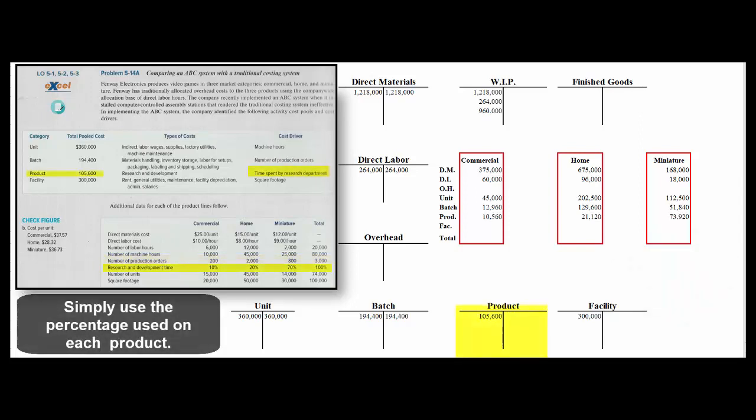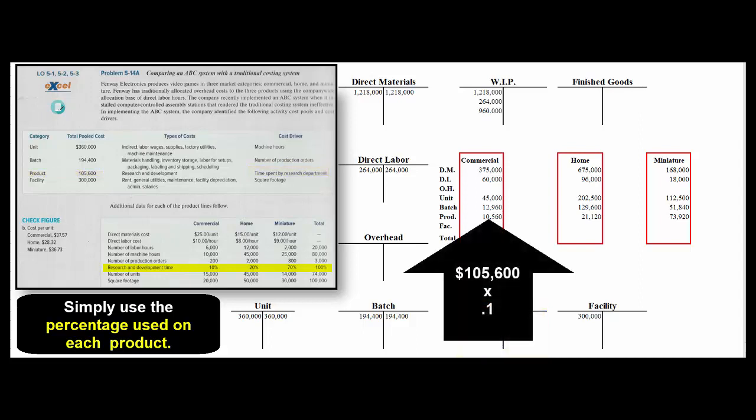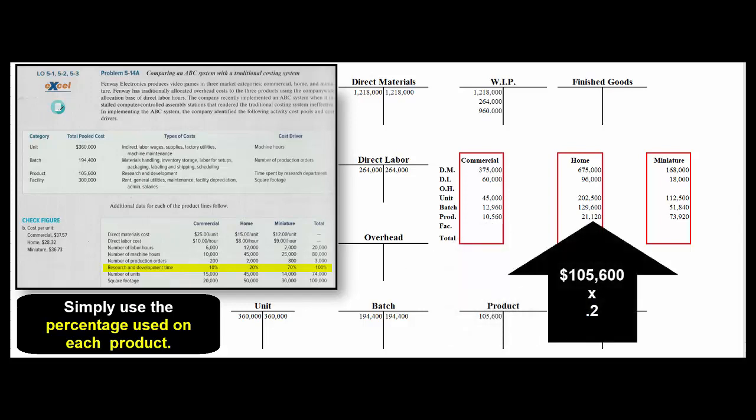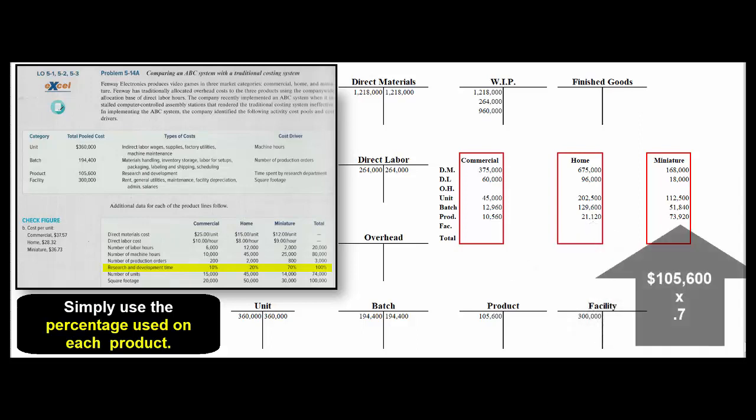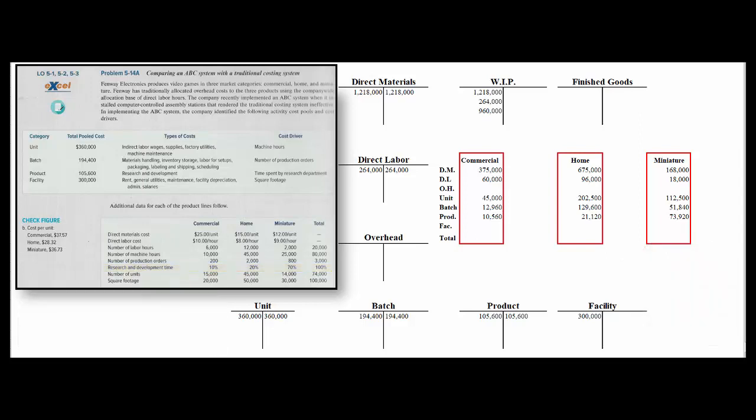The research and development costs, we're just going to allocate on the percentage of time spent in R&D. So it's a total of 105,600, and it tells us that 10% of the time was spent on the commercial product, so 10,560 goes to the commercial product. 20% of that time was spent on the home product, so 20% of that 105,600 gives us 21,120. And the bulk of the research and development time, 70%, was spent on the miniature product. So 0.7 times that 105,600 gives us 73,920 that's allocated to the miniature product.